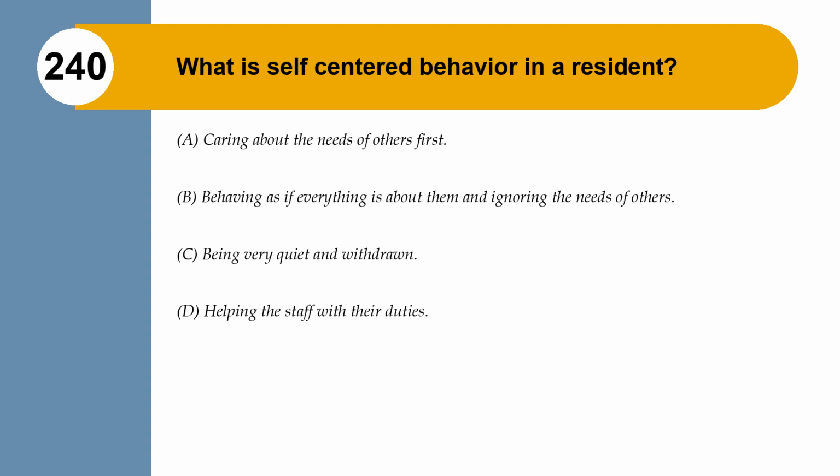Option A. Caring about the needs of others first. Option B. Behaving as if everything is about them and ignoring the needs of others. Option C. Being very quiet and withdrawn. Option D. Helping the staff with their duties.